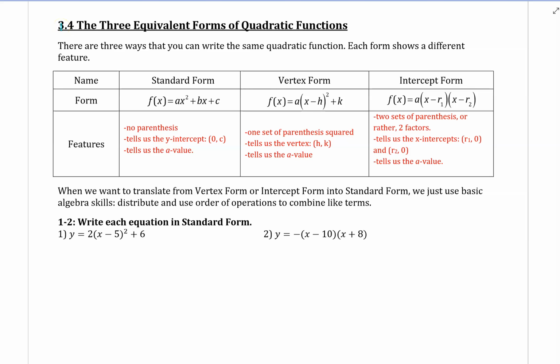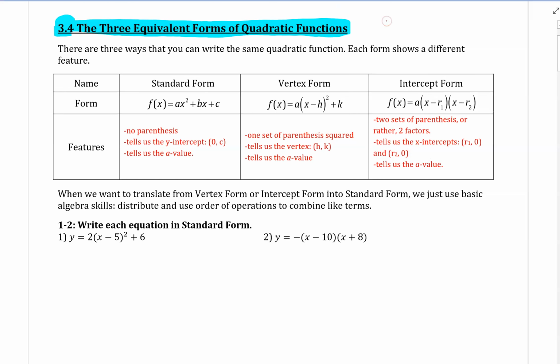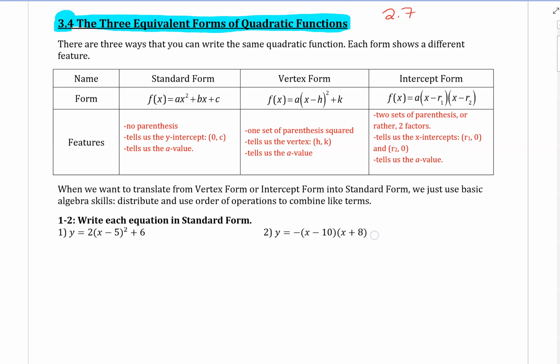Welcome Algebra 2 students to our video notes lesson on section 3.4, where we are revisiting the three equivalent forms of a quadratic function. You may remember we were together for a similar lesson back in Unit 2, on section 2.7, where we looked at how to graph a quadratic function in any one of these three forms. Today's lesson, though, is focused more on what makes them equivalent, or the equivalency between them, and how to convert from one form into the other.